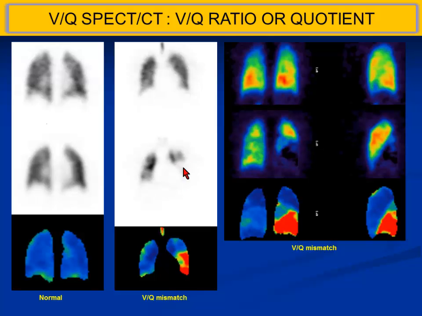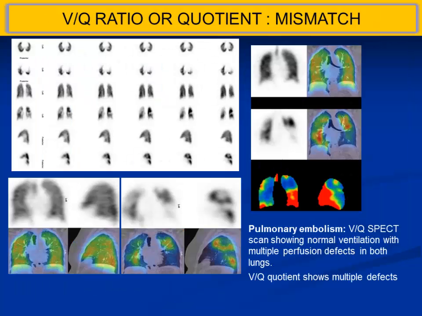Ventilation normal, perfusion shows multiple defects, and if you subtract those you get a VQ mismatch. Also this is quite useful if you are going to see more than 2 or 3 defects, it can say exactly whether there are 1 or 2, it is easy to map, and medicolegally you can also be protected, saying that I stick to the guidelines, because the guidelines also recommend looking at the ventilation perfusion quotient.